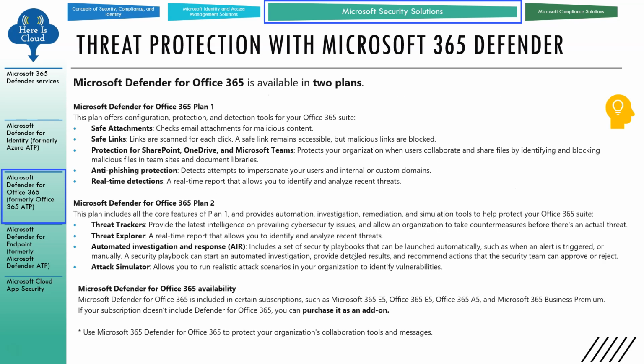So it is available in 2 plans. Good to remember for the exam. Plan 1 and Plan 2. Plan 1 has features like safe attachments, safe links, protection for SharePoint, OneDrive, Microsoft Teams, anti-phishing protection, real-time detection. Plan 2 has, in addition to Plan 1, threat trackers, threat explorer, automated investigation and response, attack simulators. And where it is available for 365, it is included in certain subscriptions such as Microsoft 365 E5, etc. If your subscription does not include this, you can purchase it as an add-on. So this is good to remember. Sometimes questions are there on this.